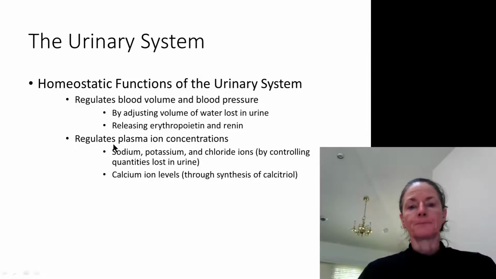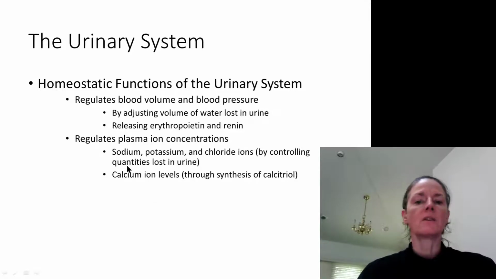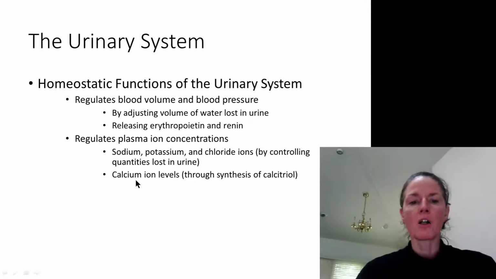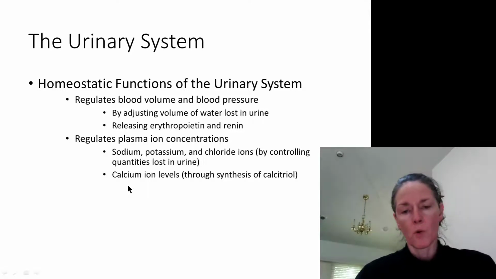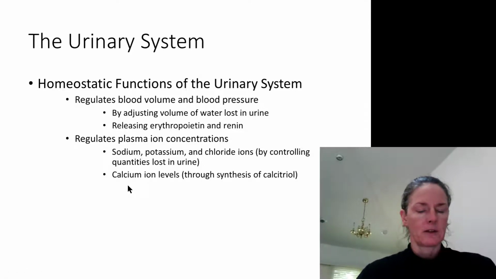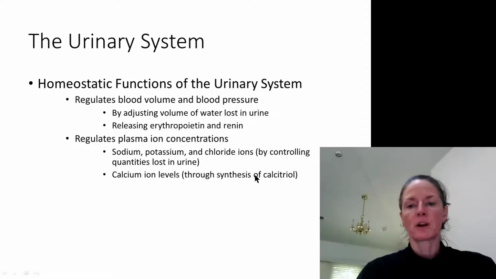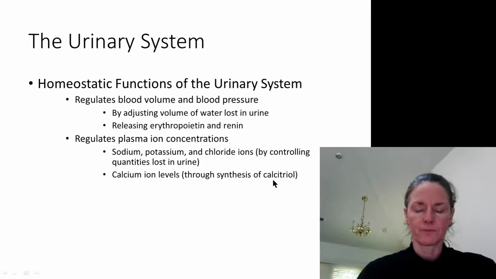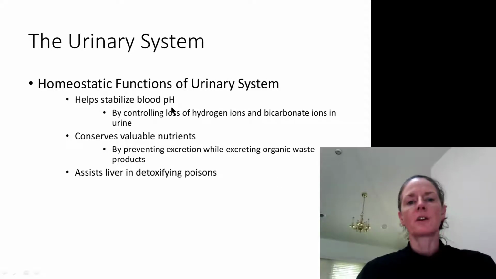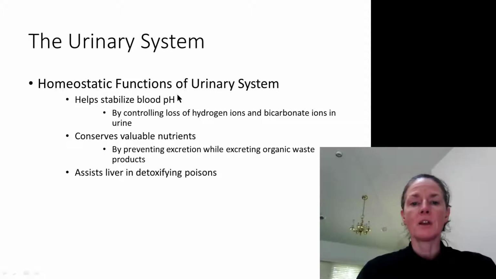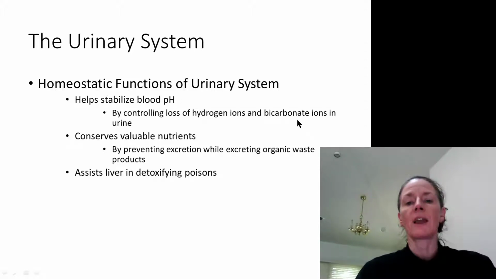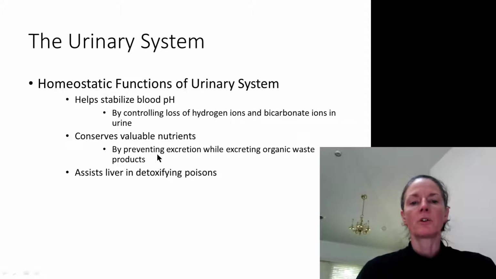We will also see that the kidney will regulate plasma ion concentration, so sodium and potassium, chloride ions. And we'll also see that it produces calcitriol, which will help us to absorb more calcium at the intestinal tract. And so calcium levels can be regulated by the production of calcitriol, how much the kidney produces. All right, another thing it does is it helps stabilize our blood pH because it will control loss of hydrogen ions and bicarbonate ions. We'll also see that it will preserve some very valuable nutrients.